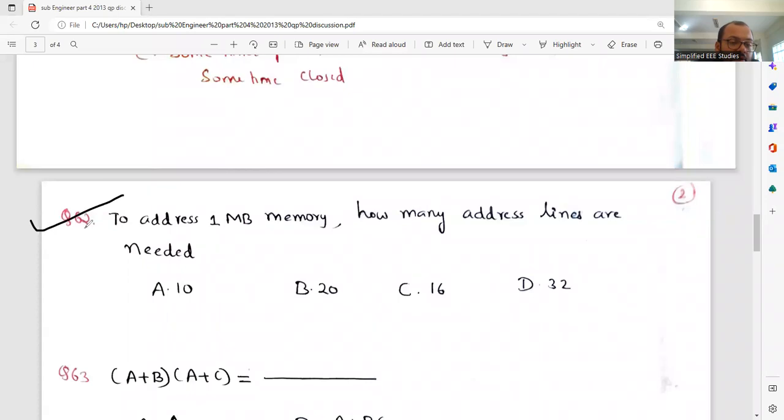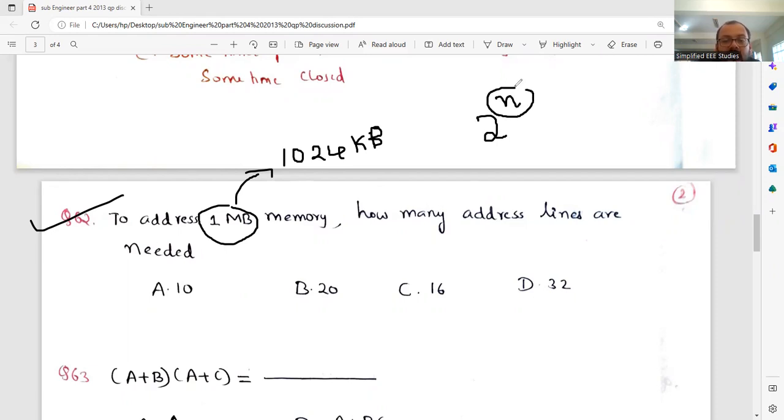Everybody please read question number 62. This question is from microcontrollers. To address 1 megabyte memory, 1 megabyte means you can convert into kilobyte, around 1024 kilobyte. Not kilobyte, kilobit. Remember that, KB. How many address lines are needed? Address lines means 2 raised to n, where n is the number of address lines. I think it's clear to everybody.